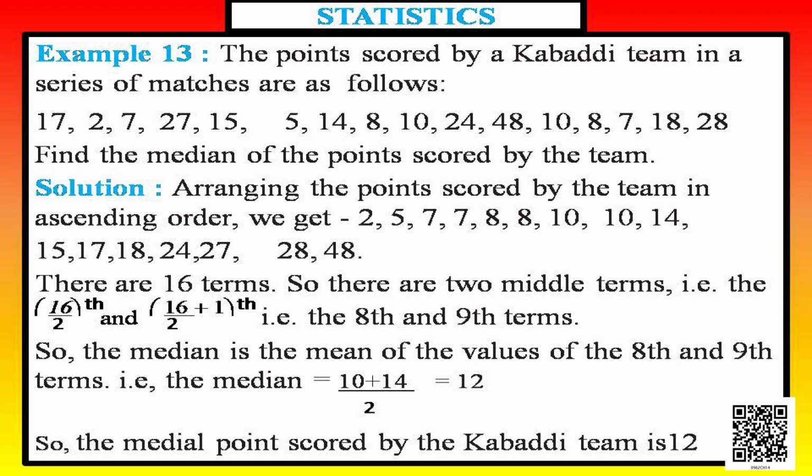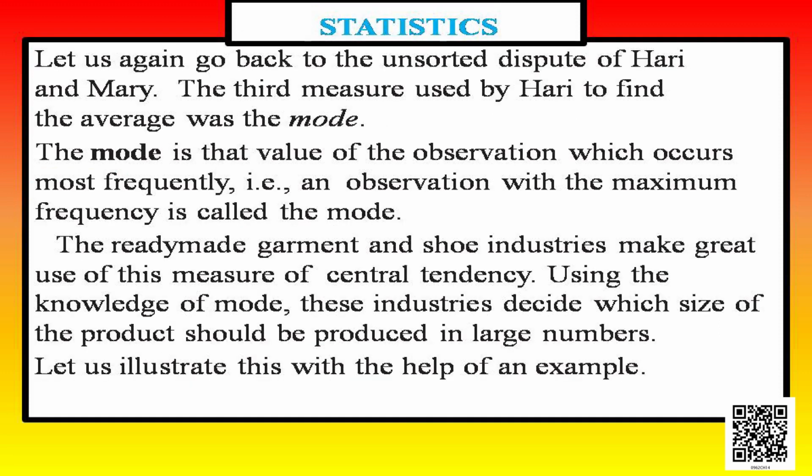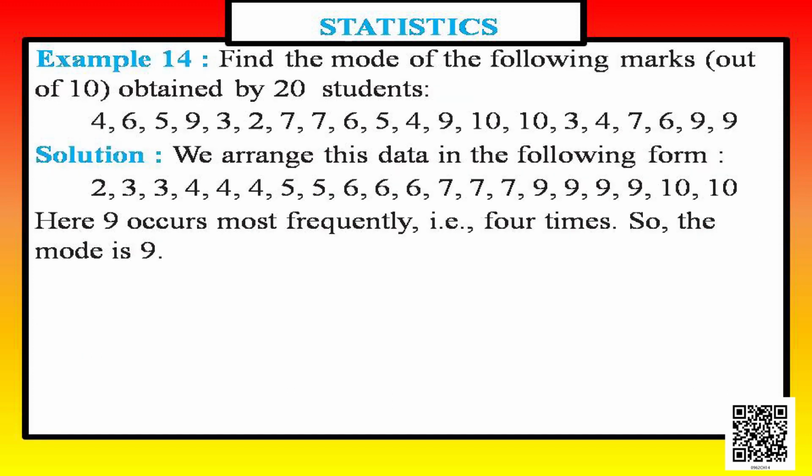Now, let us go to the next example to understand the concept of mode. The mode is that value of the observation which occurs most frequently. So, we focus on example 14 for that. The question says, find the mode of the following marks out of 10 obtained by 20 students, and the marks are given as 4, 6, 5, 9, 3, 2, 7, 7, 6, 5, 4, 9, 10, 10, 3, 4, 7, 6, 9, 9. Now let us see the solution.